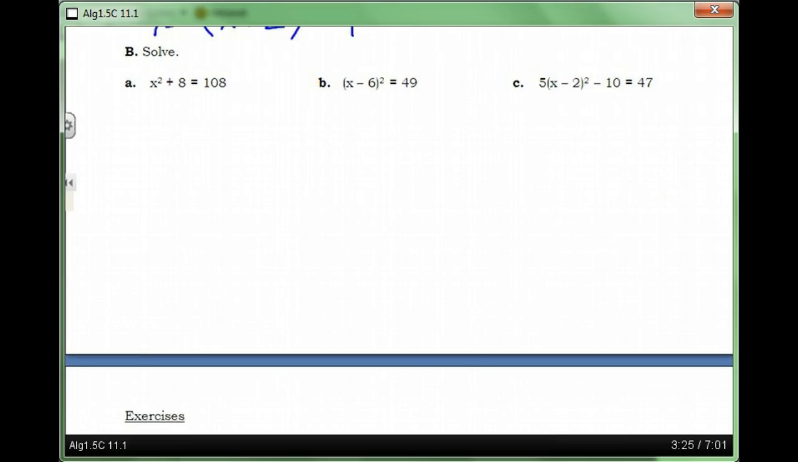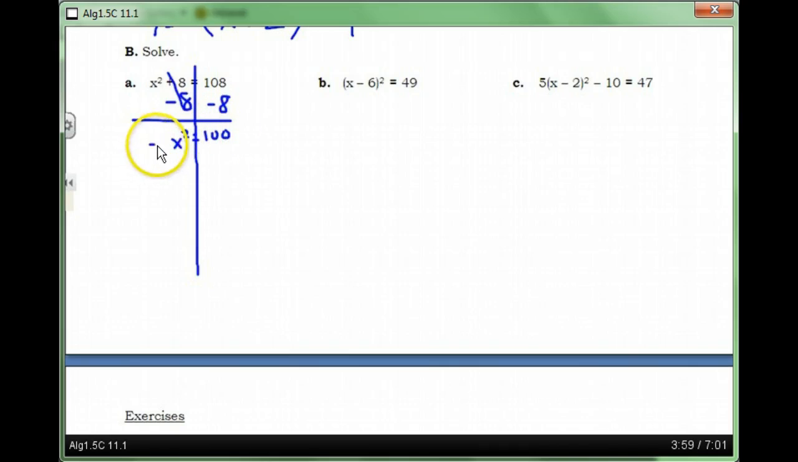Our last example asks us to solve 3 equations. Whenever we do these in class, we always start with the line at the equal sign. The first thing we want to do is get rid of this plus 8, and we're going to do that using a minus 8 on both sides of the equation. The plus 8 and the minus 8 cancel, and x squared is left on the left. 108 minus 8 is 100. So now we have x squared equals 100.